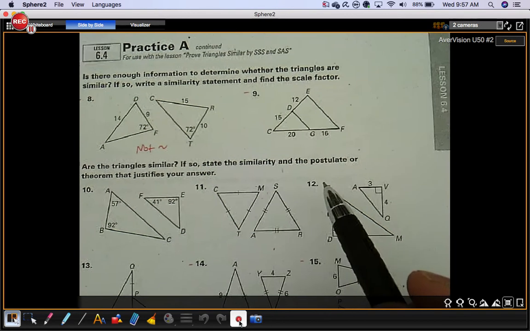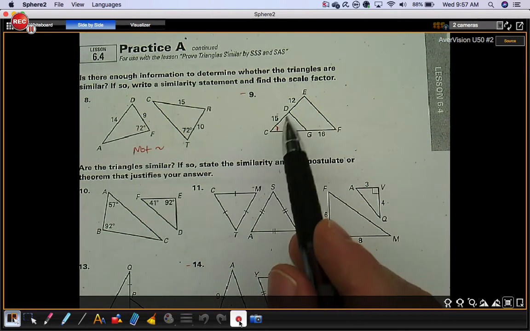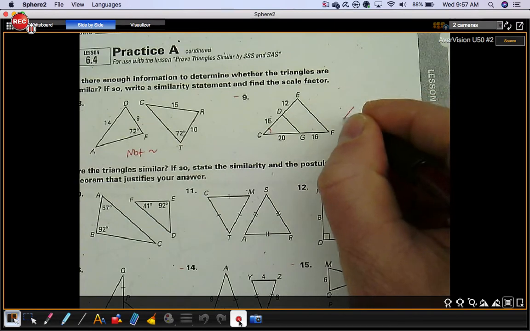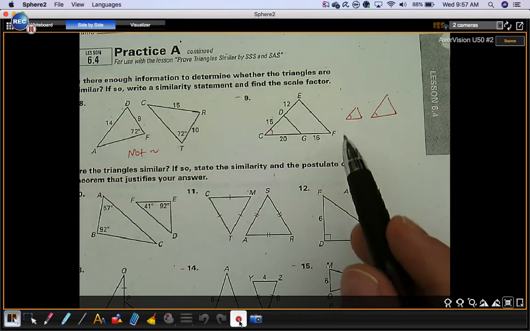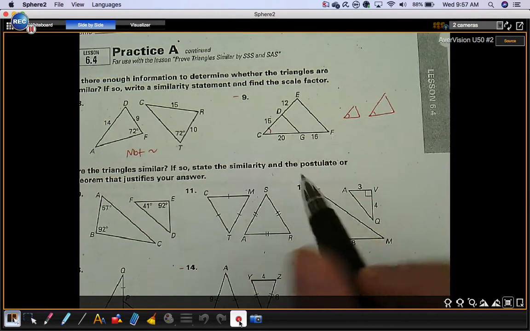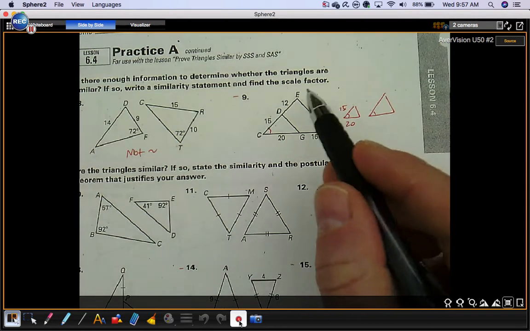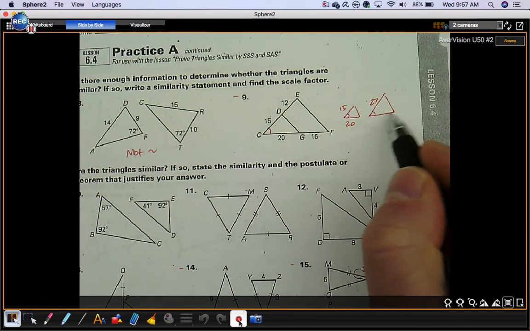In this next example, this triangle and this triangle have that shared angle. So I'm going to redraw the two triangles. So you have a pair of congruent angles that's in between these sides. This is 15, this is 20. This is 27, be careful. And this is 36.